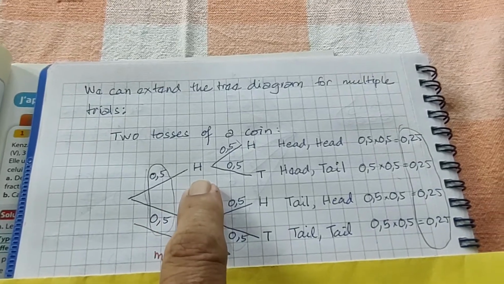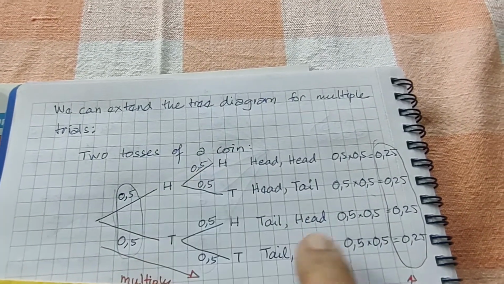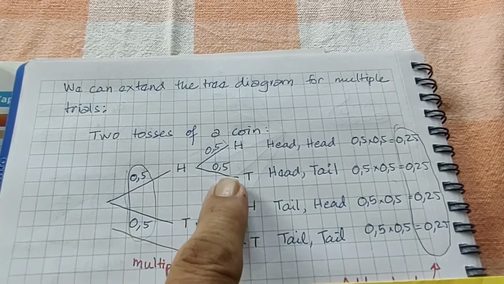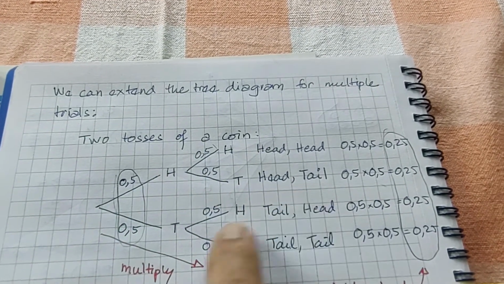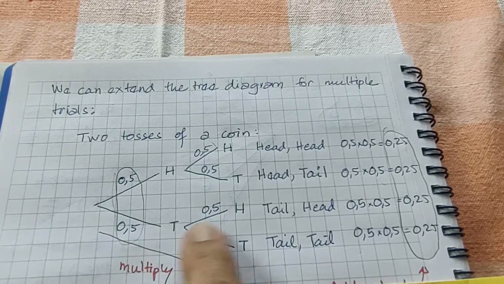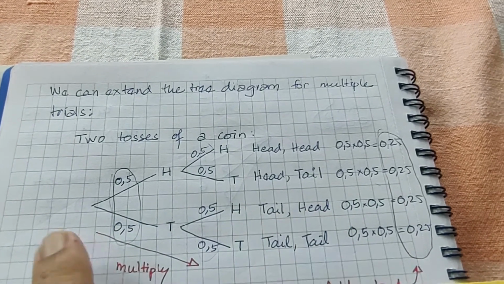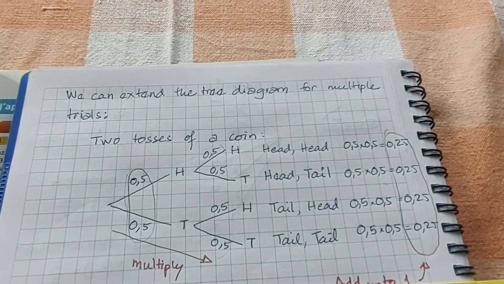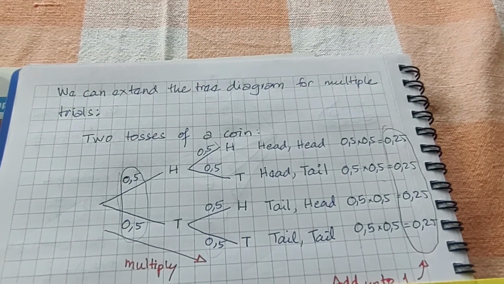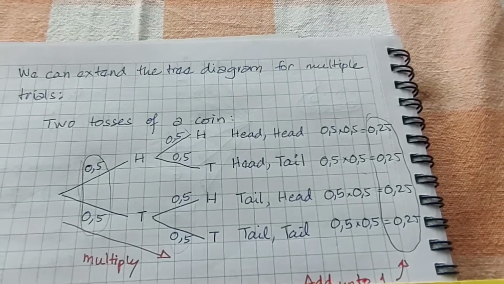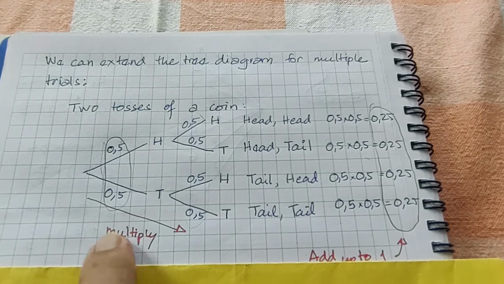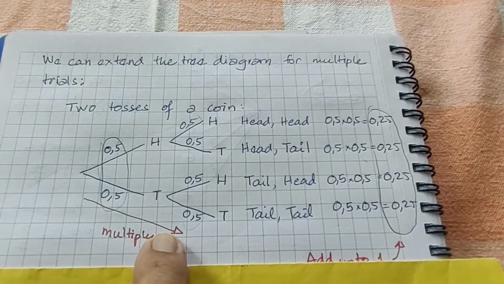So if you got heads and then again heads, I'm writing it here, head, head. If you got head and then you got tails, I'm writing head, tail. And here if you first got tail and then you got head, I wrote tail, head. And when you got tail and tail, I wrote tail, tail. Actually in English you use plurals, heads and tails, but anyway I've written as singular. So now the important thing here is that you multiply.